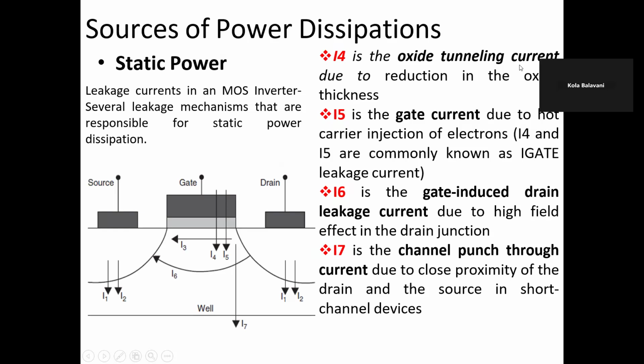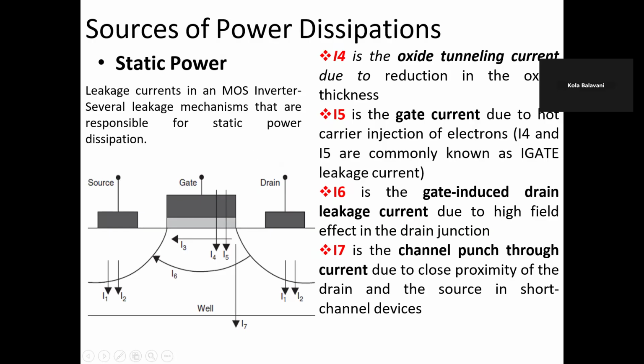Next, I4. I4 is called oxide tunneling current, due to the reduction in the oxide thickness. Here this is the SiO2 and this is the polysilicon. If you reduce the thickness of this SiO2 layer, there is a possibility of current tunneling from the gate to this region. Because of that, there will be leakage in the current. That is the oxide tunneling current leakage.